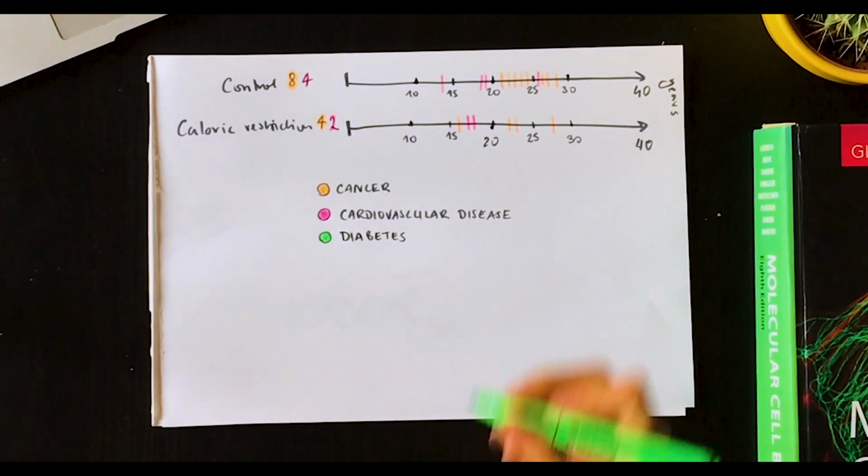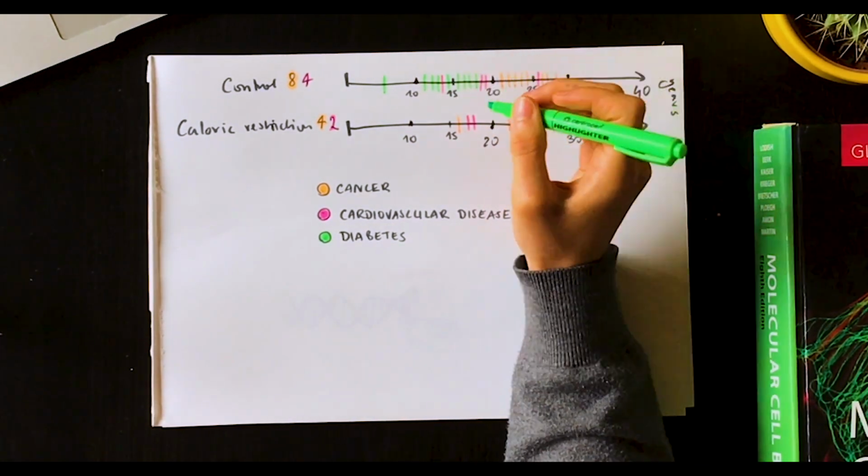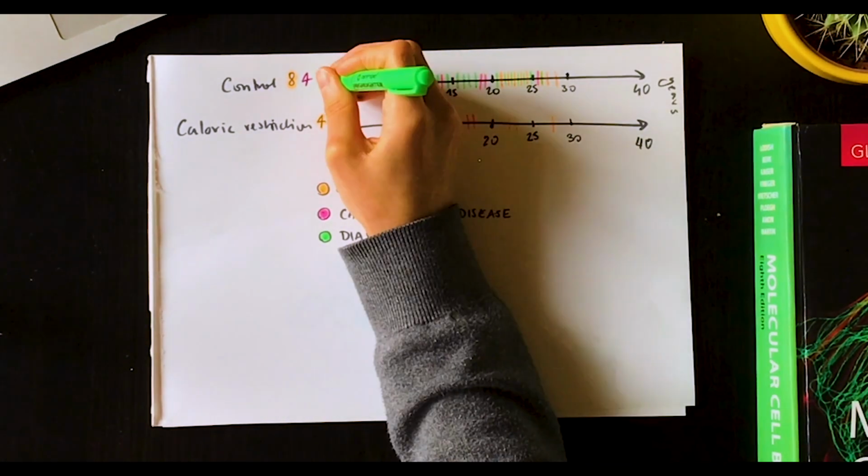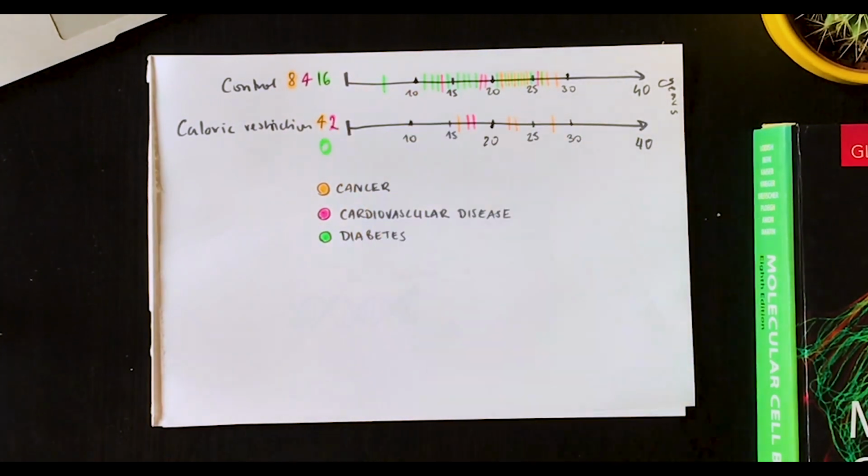The final and the most amazing result of this study was on diabetes, because 16 animals of the control group were classified as diabetic, 11 pre-diabetics and 5 diabetics. In contrast, no CR animal developed diabetes and maintained a great metabolic function throughout their whole lives.